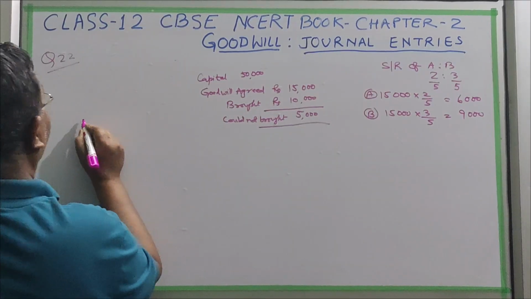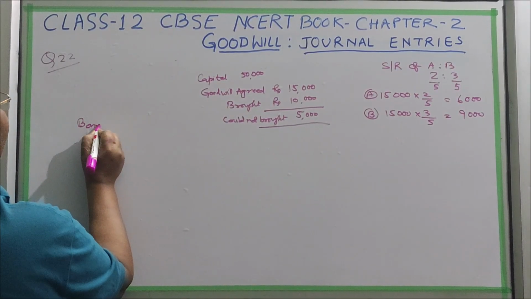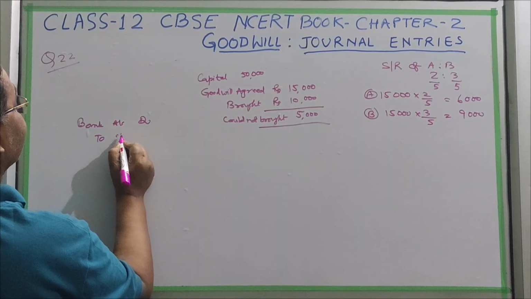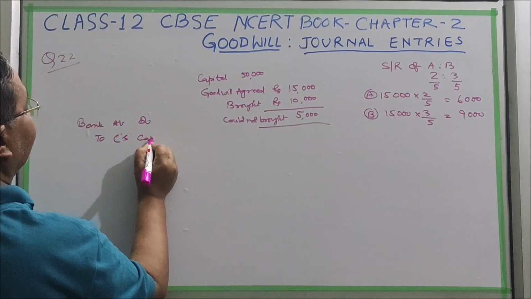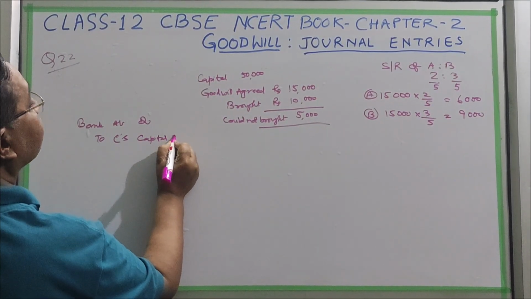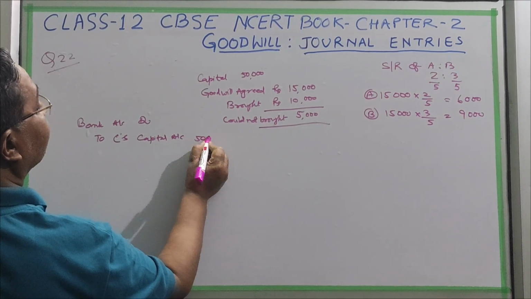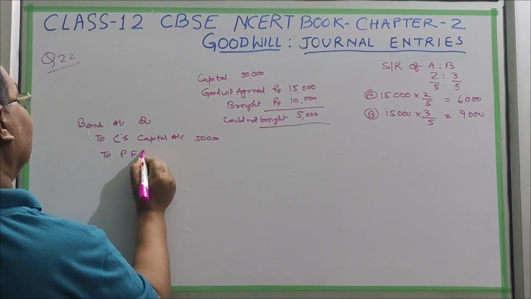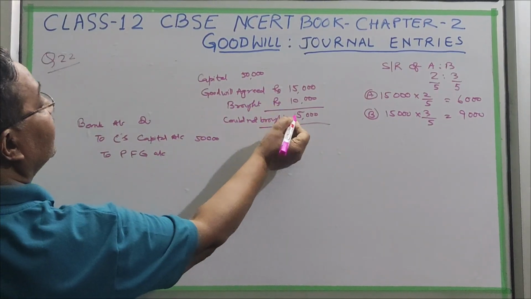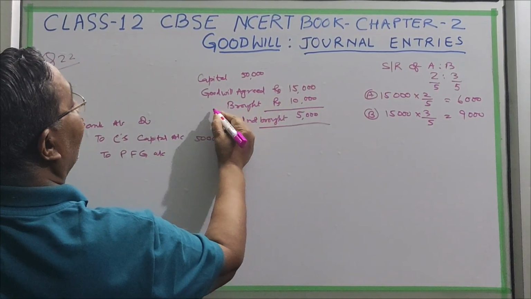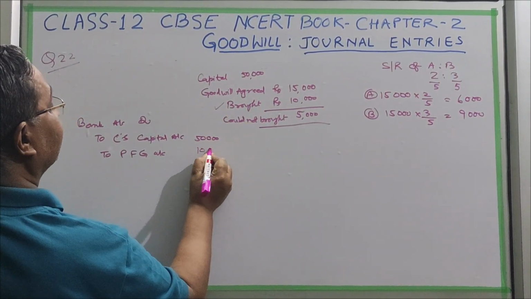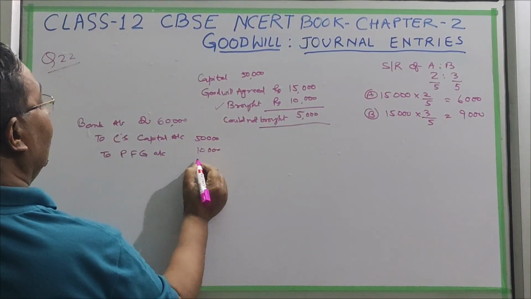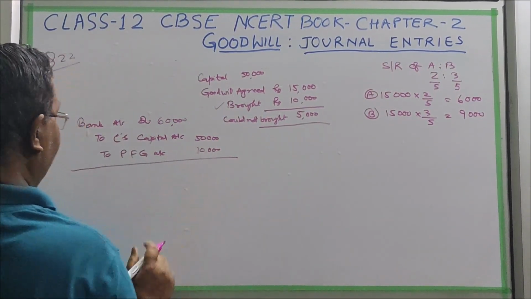So first entry is our bank account debit. Bank account debit to C's capital account 50,000 and to premium for goodwill account. He is giving only 10,000. So how much in the bank? It will come 60,000. Okay, this amount is there.